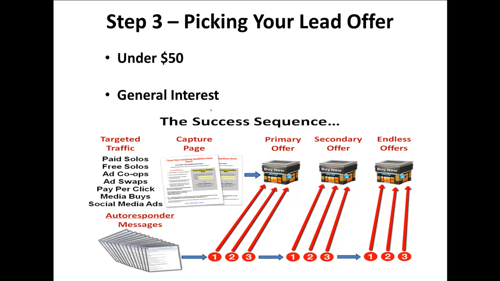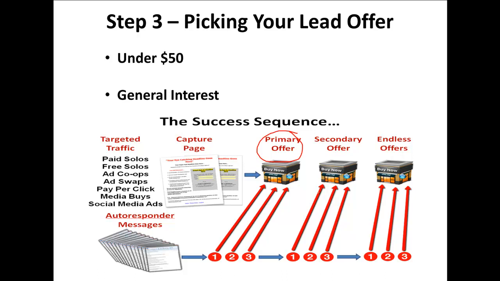Okay, make it general interest, and we're talking primary offer here, remember. We're not talking about secondary endless offers and all that stuff. We're talking about the primary offer. The primary offer should be as general as possible, like taking the average person and showing them how to make money online. What do those people need? They don't know how to do it, so it would help if you marketed something that helped them do it, showed them how to do it.